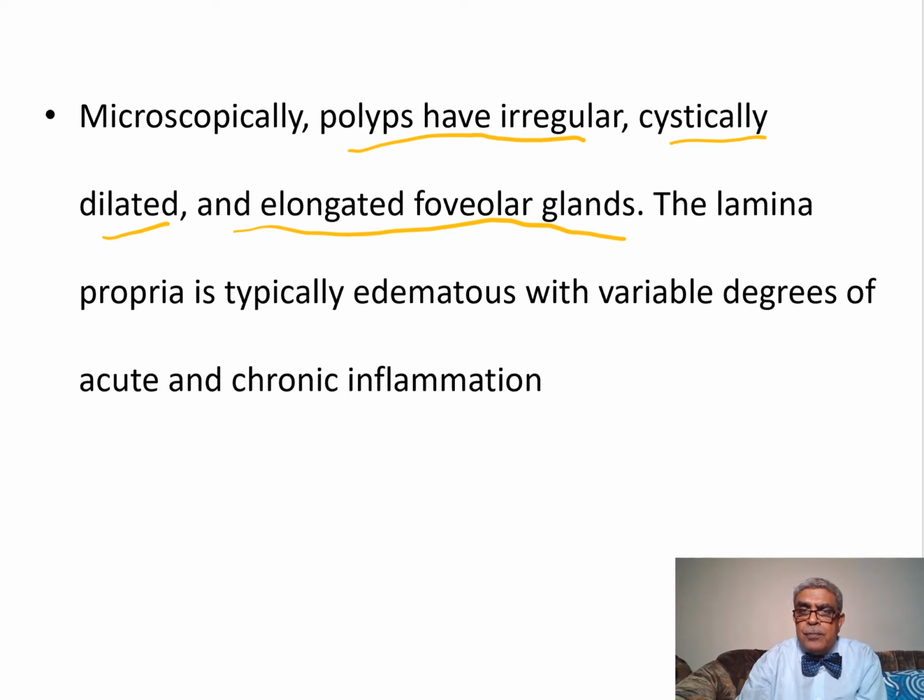The lamina propria is oedematous, containing variable degree of acute and chronic inflammation. So the polyps, they are composed of irregular, cystically dilated, elongated foveolar glands, the lamina propria is oedematous and there is variable degree of acute and chronic inflammation.